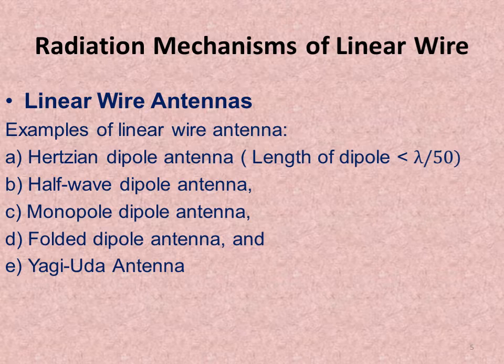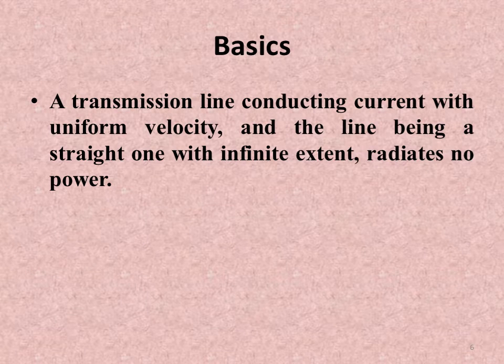So if we see when the radiation occurs, if we have a conducting rod, and for that conducting rod we give a DC source as the input source without any change in the current, right? If the conducting current is of uniform velocity, right, then definitely there will be no radiation in the conducting wire.